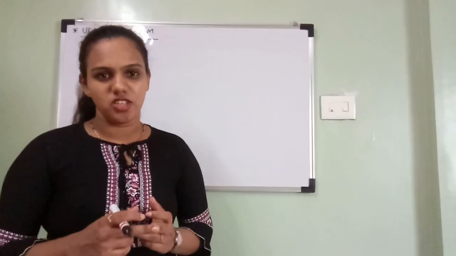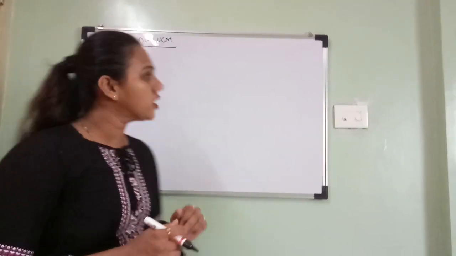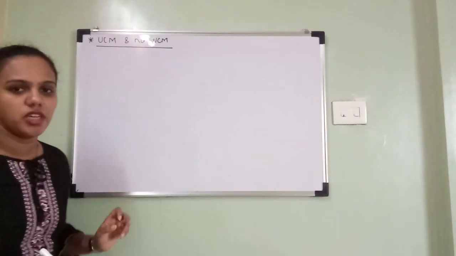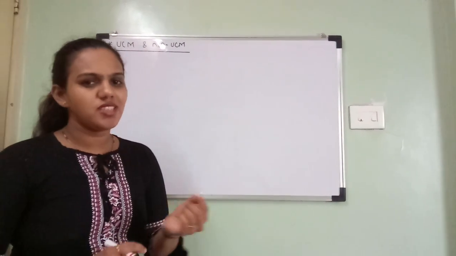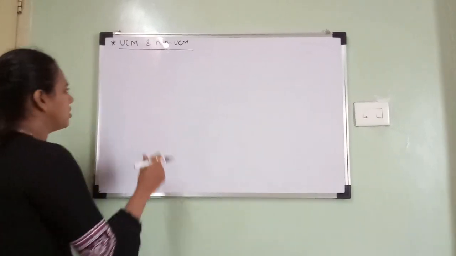Hi students, in yesterday's lecture we saw angular displacement, angular velocity and angular acceleration. Now today's topic is UCM and non-UCM, that is uniform circular motion and non-uniform circular motion. Let's take a small review of yesterday's topic.